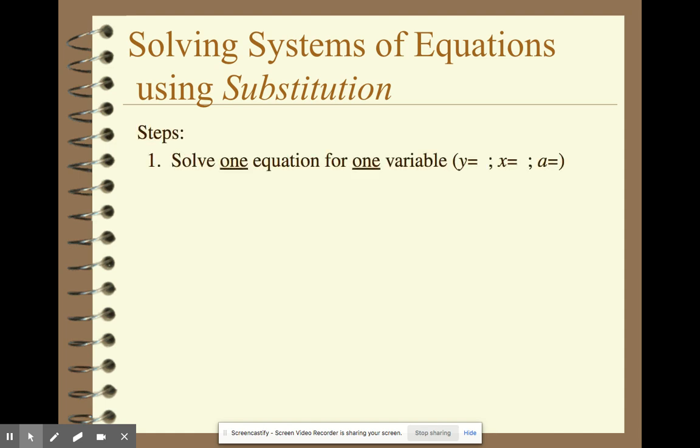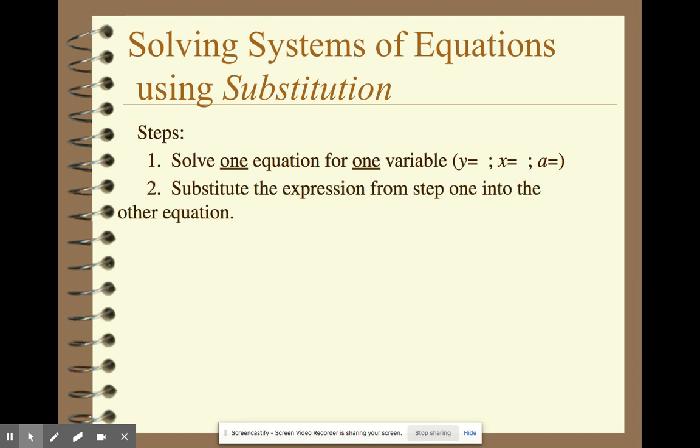Step one, solve one equation for one variable. Remember, systems always have two equations. In order to use the substitution process, you need to set one of them equal to one of the variables. So it could be y equals, x equals, a equals, and etc. Whatever your variable is that you're solving it for. Step two, substitute the expression from step one into the other equation. That'll make more sense once you start seeing some examples.